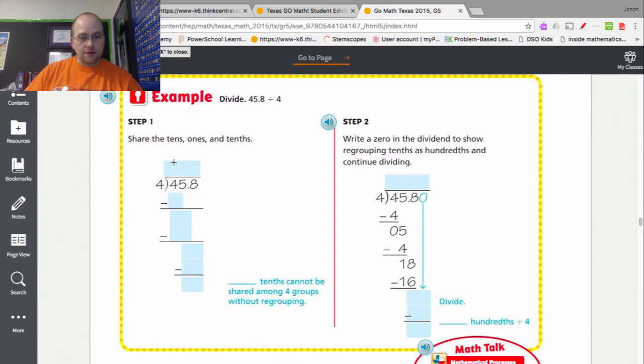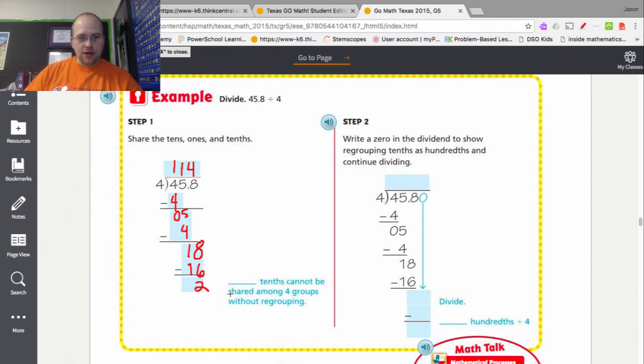How many times will 4 go into 4? It goes 1 time. 1 times 4 is 4. Subtract, and we have 0 left. Now we share the 5. 4 goes into 5 1 time. 1 times 4 is 4. And we subtract, and there's 1 left. And we bring down the 8. 4 goes into 18 4 times. 4 times 4 is 16. 18 minus 16 is 2.